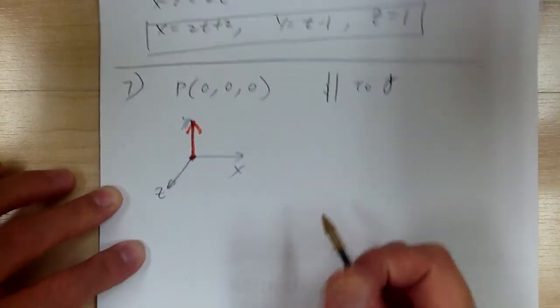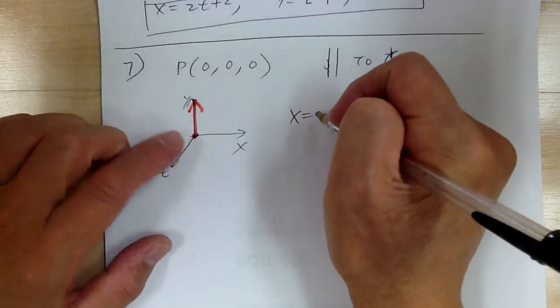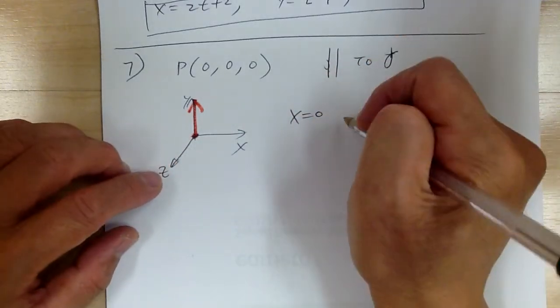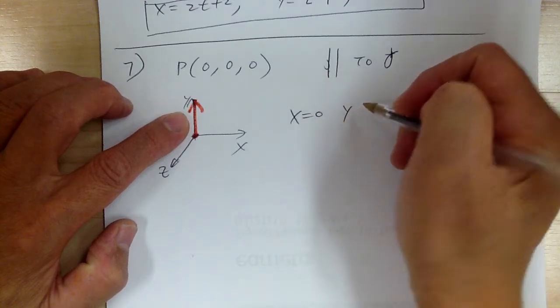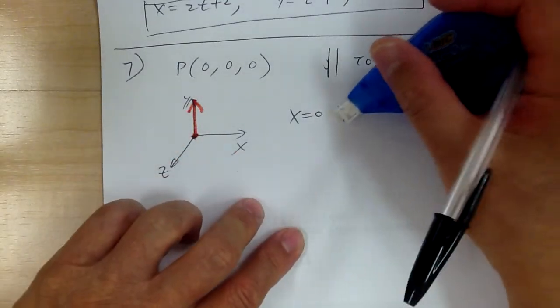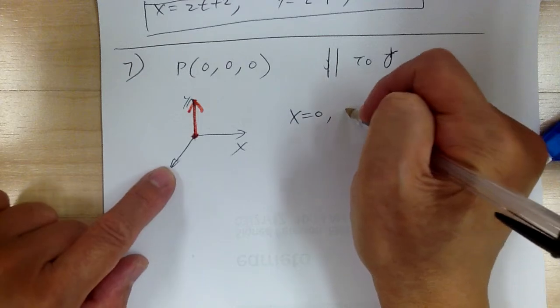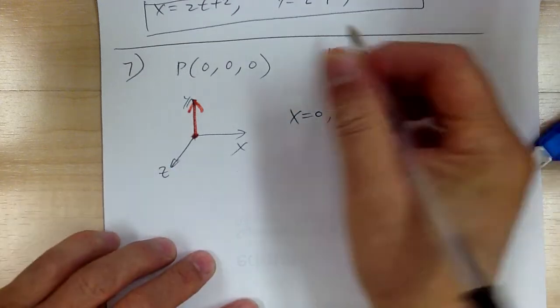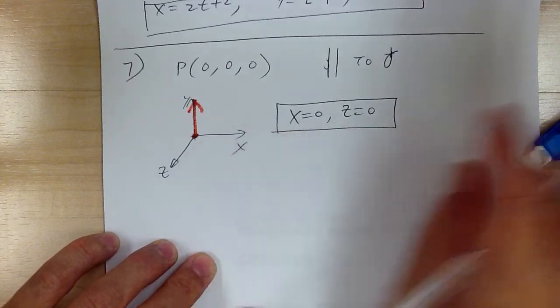So you can see from here, your symmetric equation would be x is always equal to 0, okay, and the y, this one you don't have anything with the y because y can be any number, okay, and so you're going to get z is always equal to 0. So those are just the two things you know, okay.